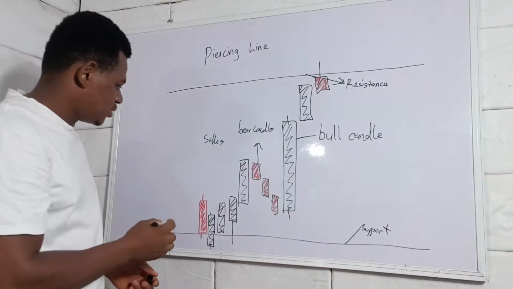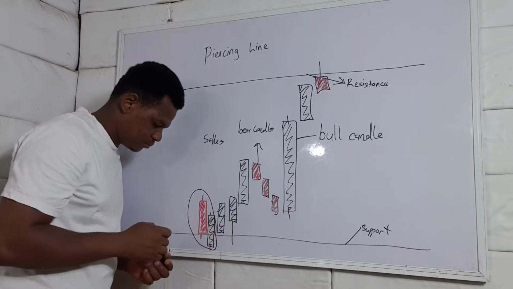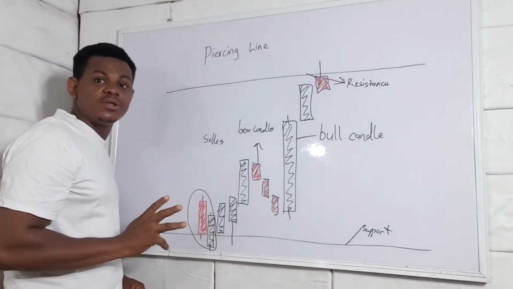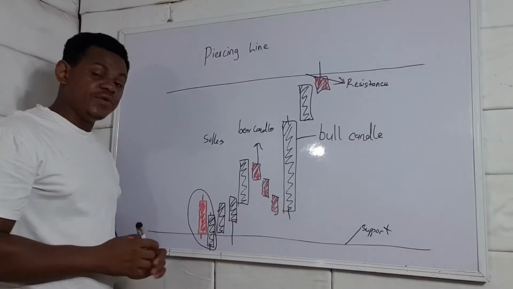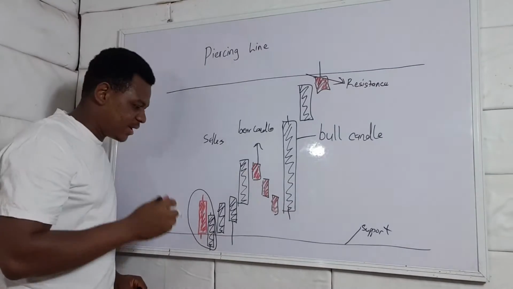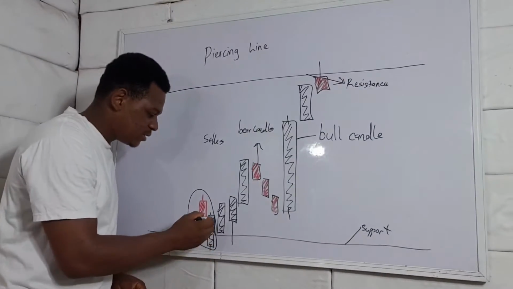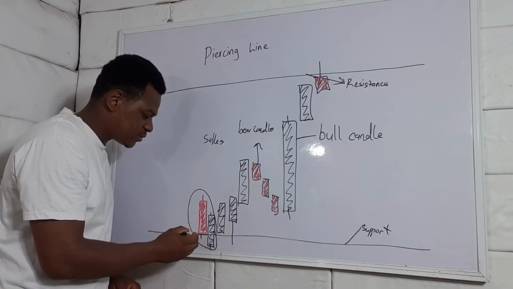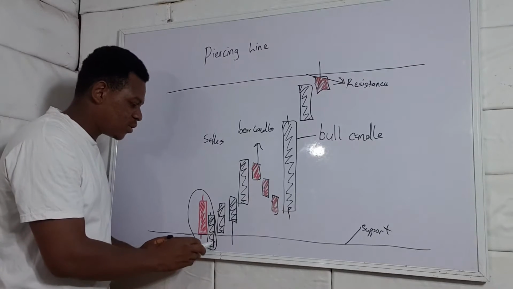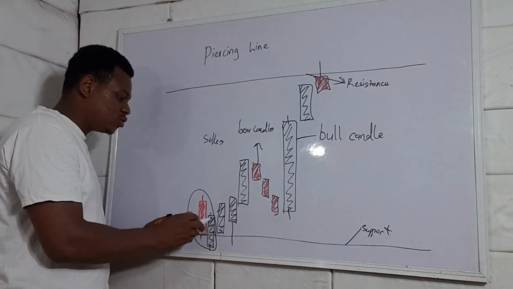Okay, so this is what we call the Pearson line. These two candles are what we call the Pearson line. If you look at this very well, you will understand that what really made it the Pearson line was this candle that went below the support, then closed above it.